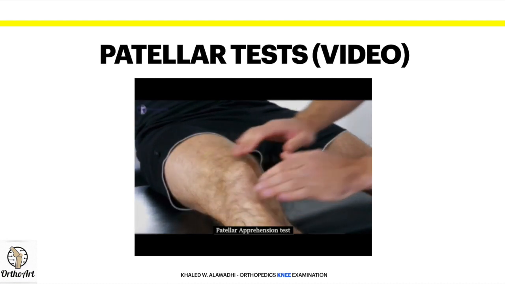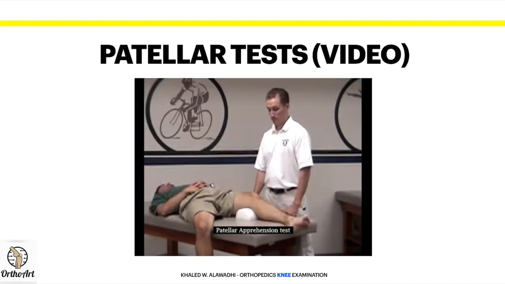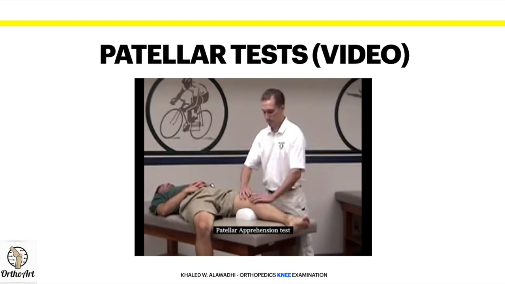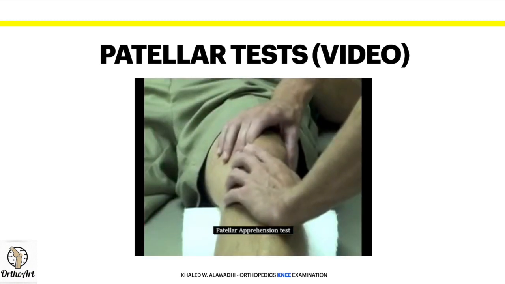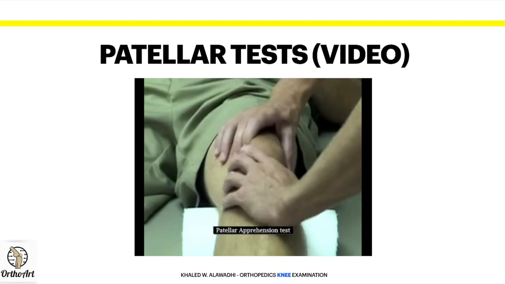To perform the patellar apprehension test, the patient lies supine with 30 degrees of knee flexion and the quadriceps relaxed. The examiner carefully pushes the patella laterally while watching the patient's facial expression. If the patient suddenly contracts the quadriceps to avoid patellar dislocation or exhibits apprehensive facial expressions, the test is considered positive for a subluxing patella.